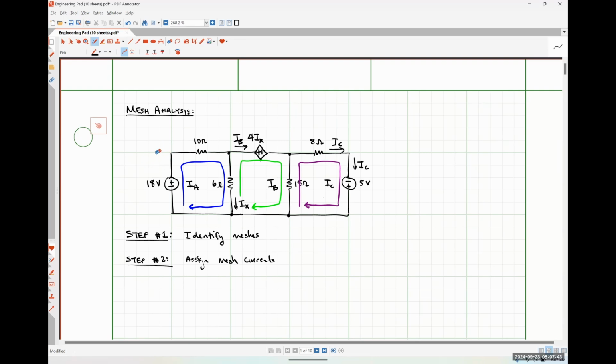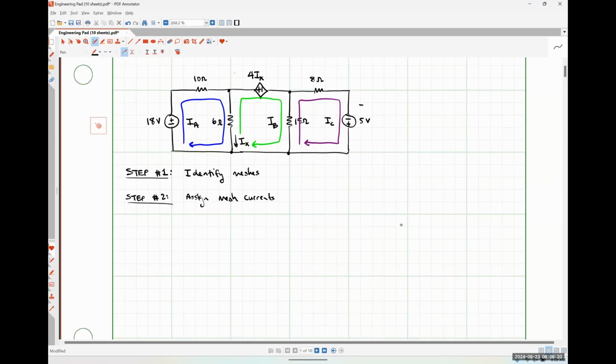If we were interested in the current flowing down through the 6-ohm resistor, which I have labeled as IX, that couldn't be expressed as a single mesh current because the 6-ohm resistor belongs to both mesh A and mesh B. So that current IX, since it's the current through a 6-ohm resistor shared between two meshes, will wind up being some combination of two mesh currents.